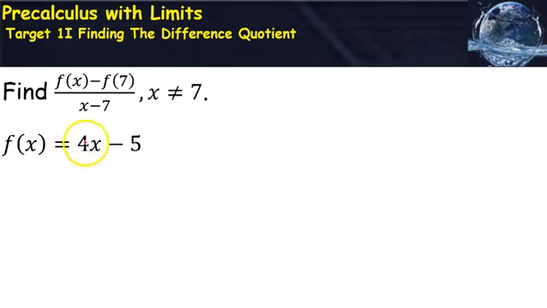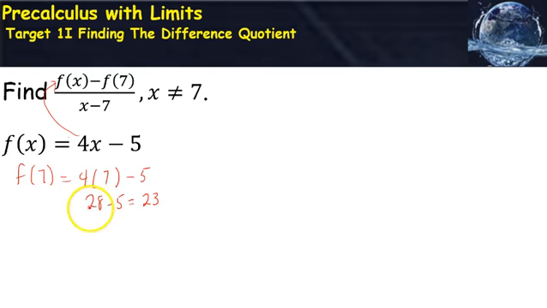Okay, so here we are. We're going to find the difference quotient. This is what we have to find, f of x minus f of 7 all over x minus 7, and we're given f of x right here. So this is going to get plugged in for f of x, but I need f of 7. To find f of 7, I look at f of x. Everywhere I see an x, I put in parentheses, and then I fill it with a 7. 4 times 7 is 28, and 28 minus 5 is 23. So this is f of 7, right here. So I'm just going to plug that in.